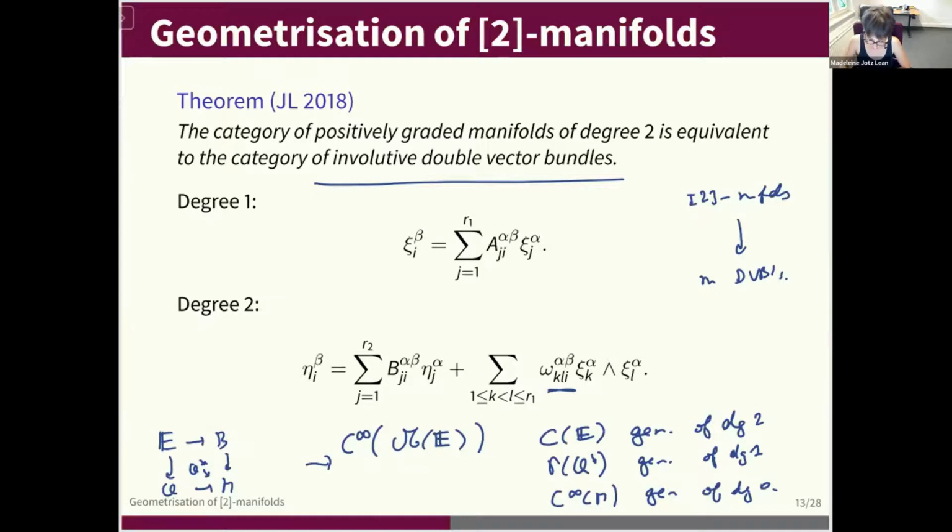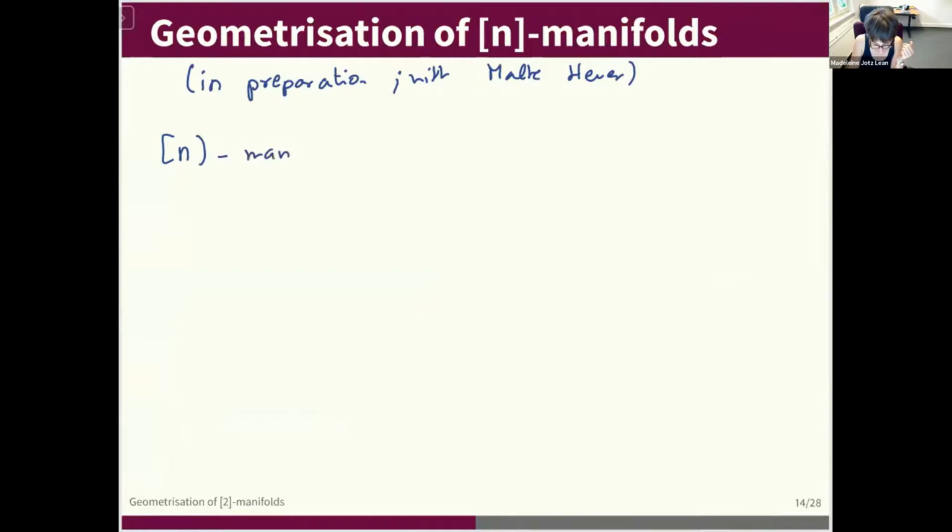Okay, so once we have that, we'll add some geometric structures. But before that, let me just mention, it's still in preparation. There are a couple of little details to be checked. We can do a similar construction for n manifolds, just that for doing that, we have to forget about the metric picture, but look at the involutive picture. So we're proving that n manifolds are equivalent with n-fold vector bundles.